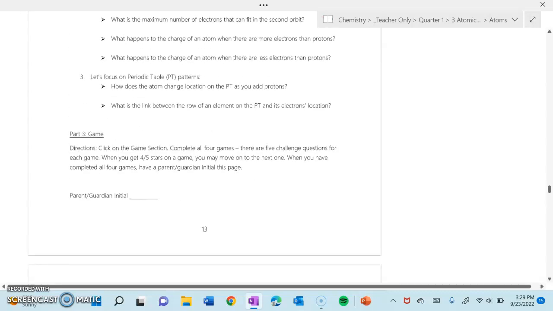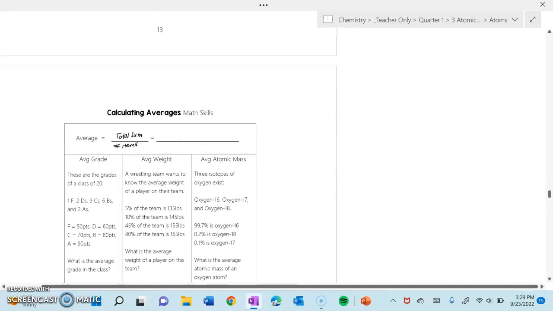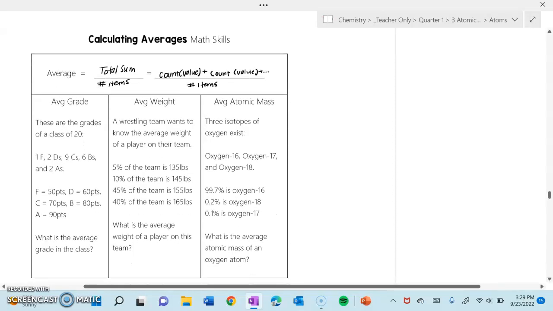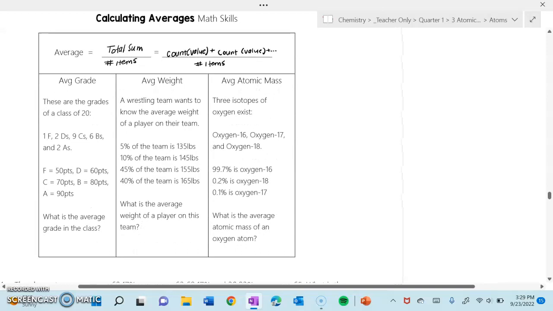So you could take your number count times the value it represents, and do that for each value that there are. And then divide by your items. So that's just a way to show the total sum. Take how many there are and the value it represents for each value, and then divide by how many. So let's actually apply that so you can see what I mean by count times value.